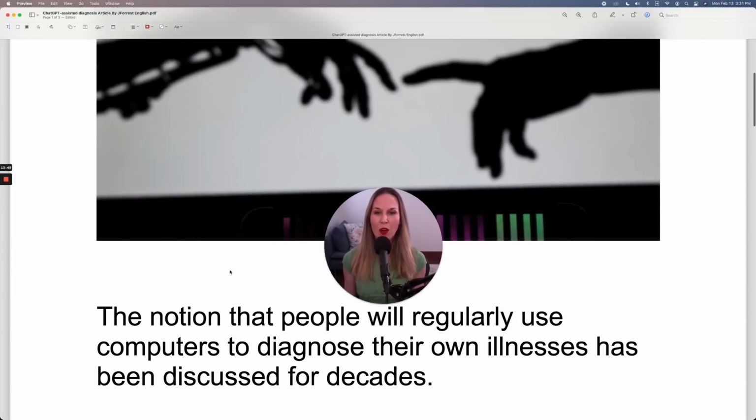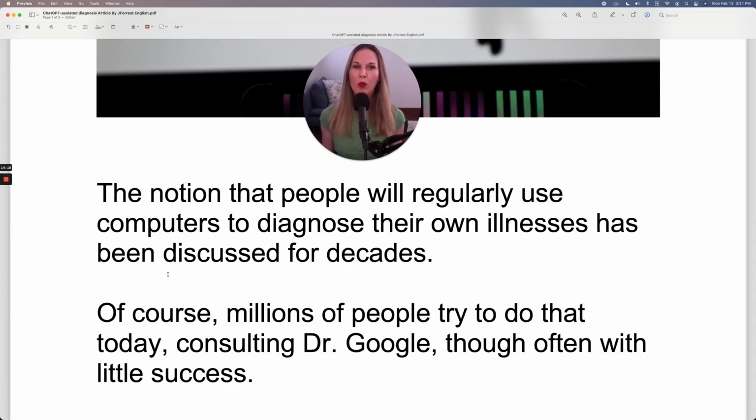Let's continue on. The notion that people will regularly use computers to diagnose their own illnesses has been discussed for decades. Here, the notion is another way of simply saying idea. The idea that people, and here, will regularly use computers. Computers in this sense is the ChatGPT artificial intelligence to diagnose.